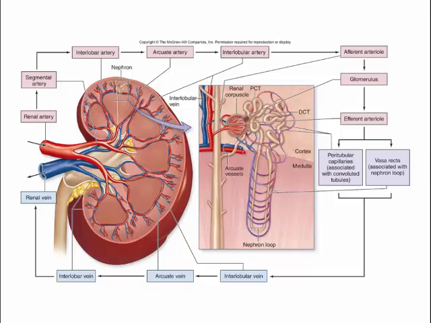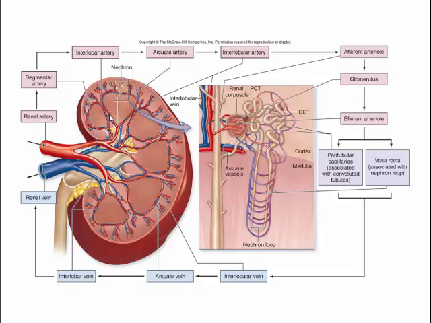In this image, we see the renal vasculature. The renal artery divides into segmental arteries in the region of the renal hilum. Segmental arteries give rise to interlobar arteries, which run between the renal pyramids.